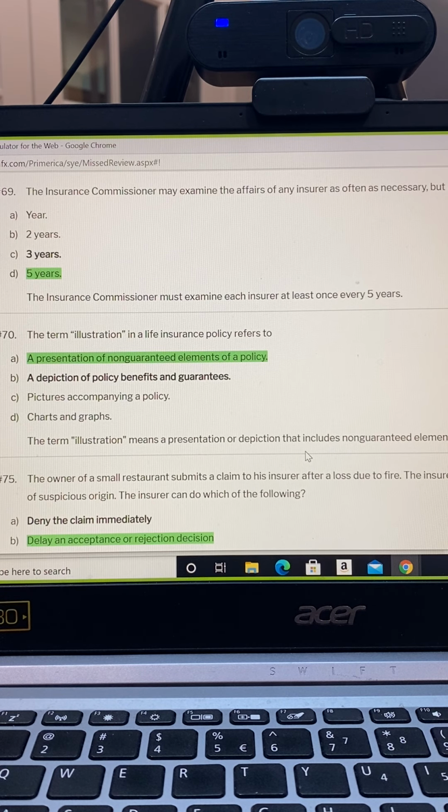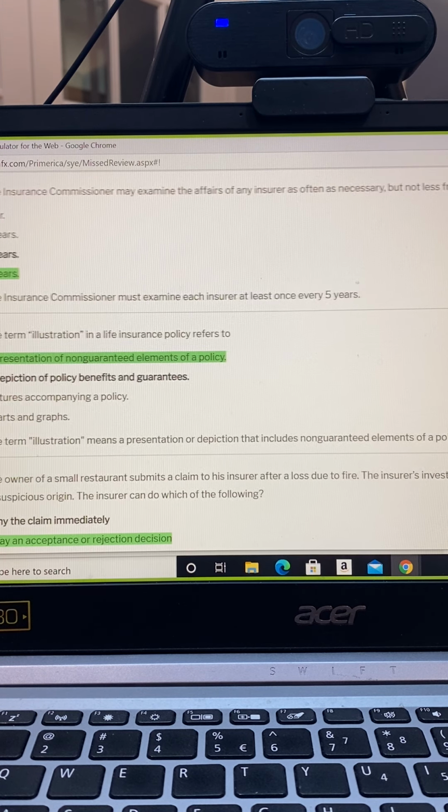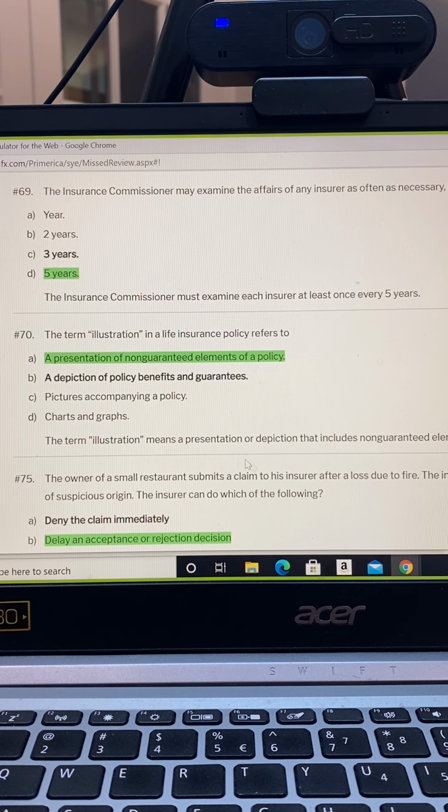The term illustration in a life insurance policy refers to what? I said depiction of policy benefits and guarantees. And it's a presentation of non-guaranteed elements of the policy. Illustrations. Well, in the explanation it says it means a presentation or depiction that includes non-guaranteed elements of a policy or group life over a period of years. But don't it show you the guaranteed and the non-guaranteed? It's kind of tricky. Yeah.